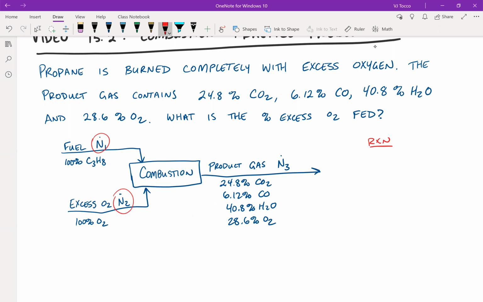Now, in the previous video, I made a note about the word completely, which could have two alternate meanings. With context clues, you can figure out what it's supposed to be. One meaning is not possible, because I have CO in the product, so that means incomplete combustion is occurring. Another hint is that I don't have C3H8 in the outlet stream. Since there is no C3H8, I'm going to interpret this as 100% fractional conversion of the fuel.